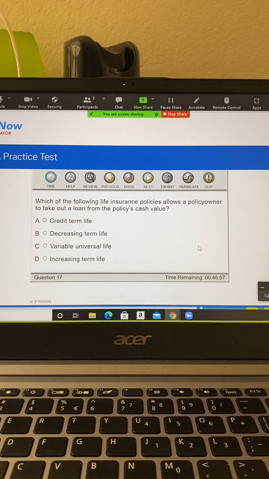Okay. Which of the following life insurance policies allows a policy owner to take out a loan from the policy's cash value? You can do that in C. Bam! If you had got that wrong, I was about to start tripping, because we done said five times term life doesn't build any cash value. So none of these over here is going to have any cash value you can borrow, right? Yeah. All right.